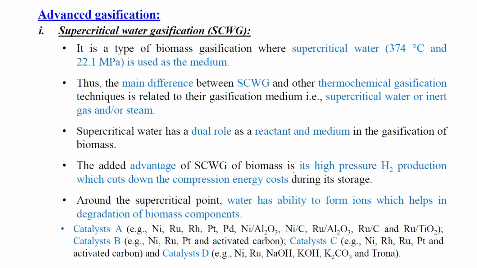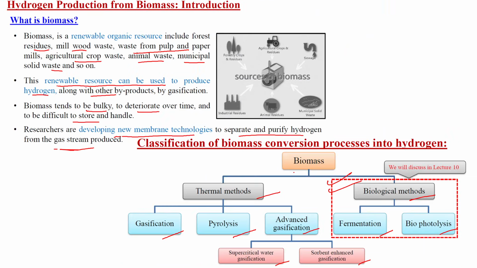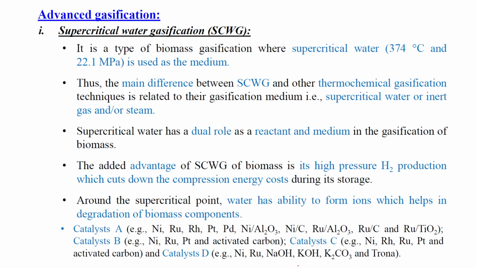Coming on to the advanced gasification, the third part, which is of two types. We will be discussing it now. Supercritical water gasification is a type of biomass gasification where supercritical water at a temperature of 374 degrees C and a pressure of 22.1 megapascal is used as the medium.